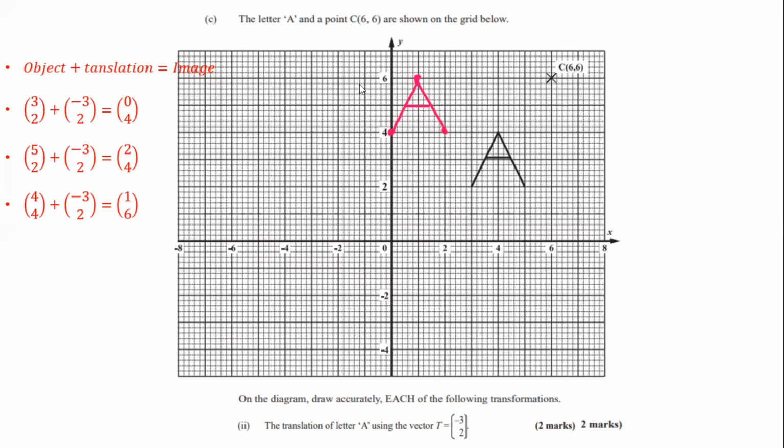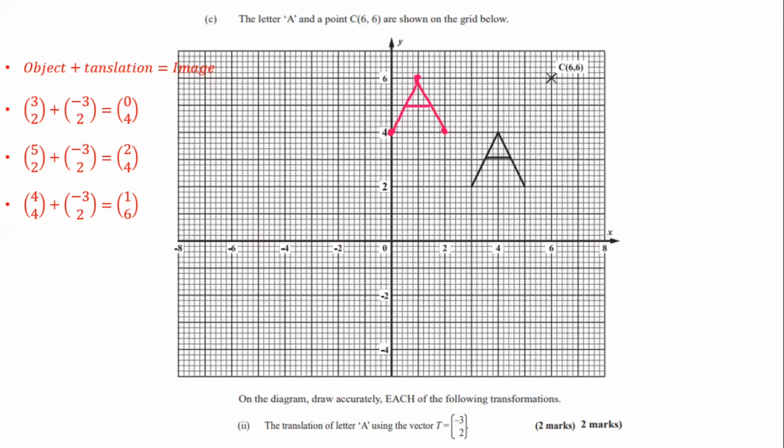So I have 0, 4, so 0 from our x, 4 from our y, then 2, 4, 2 from our x, 4 from our y, and 1, 6, 1 from our x-axis and 6 from our y-axis, to give us the translation of A using this vector of -3, 2.